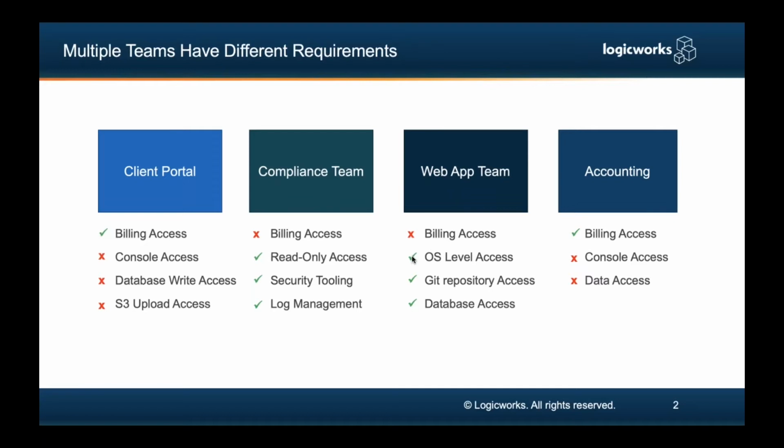AWS presence, right? Let's say the client portal team needs console access, database write access, and S3 upload access, but they don't need billing access, right? The compliance team needs read-only access. They don't need billing access. They need to see the security tooling and log management. The web app team also needs operating system level access, database access, and Git repo access, and the accounting team really just needs to see the billing access, right?